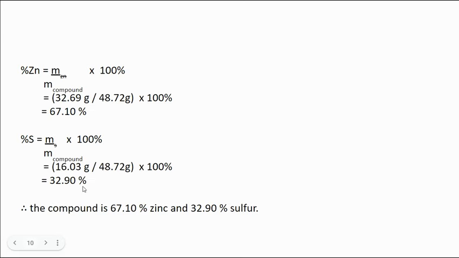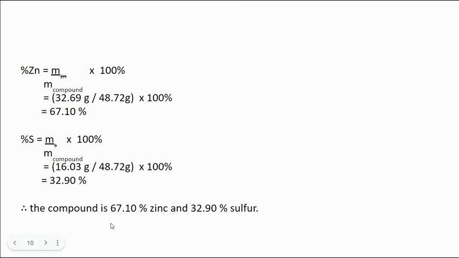32.90. I look at those two values, there's only two elements. They add up, luckily, to 100%. So then I would say the compound is 67.10% zinc and 32.90% sulfur. And really what you've answered there is what is the percent composition.